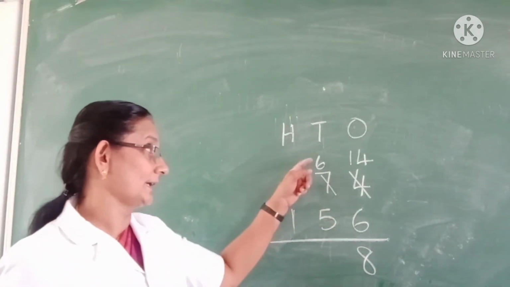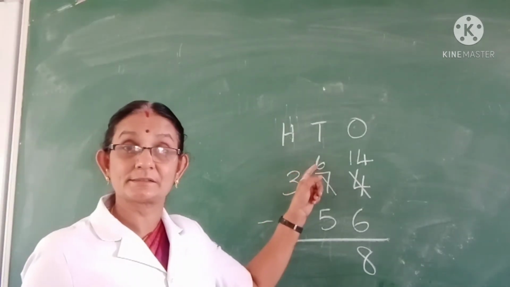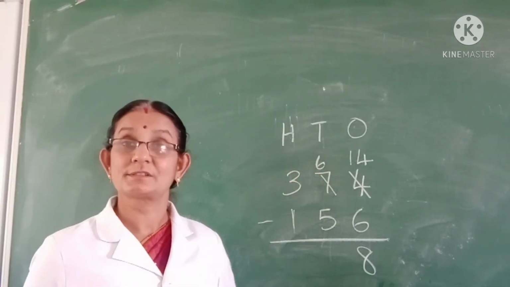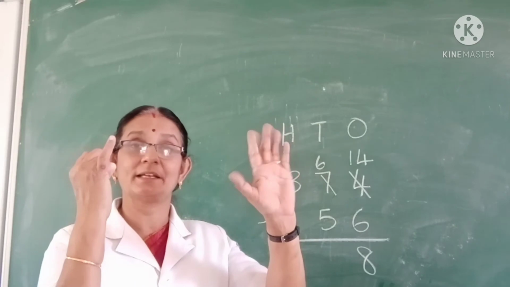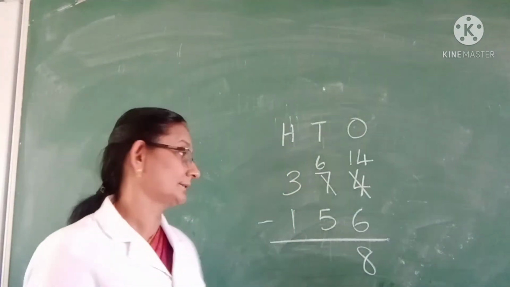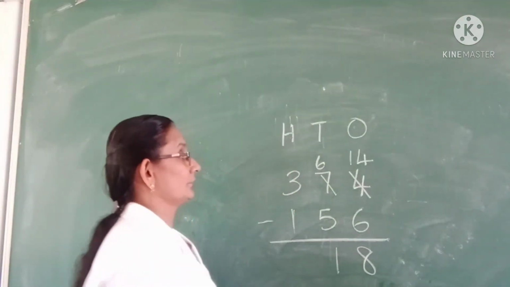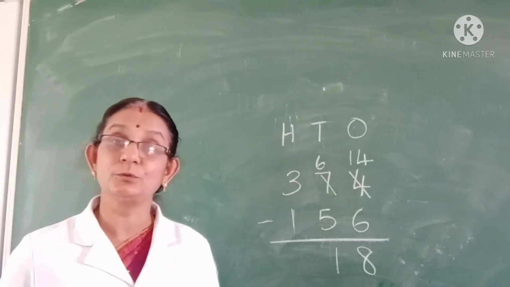Now let us subtract the digits in the tens place. 6 minus 5. What is 6 minus 5? Yes, 6 minus 5 will give you 1. So we have 6 minus 5 is equal to 1.